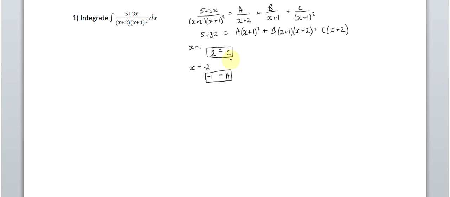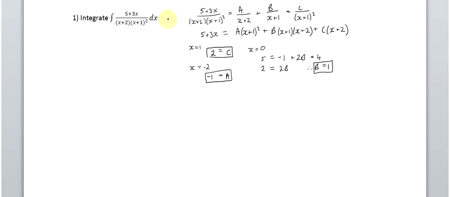And now we're going to use these two and a third value of x. I'm going to choose 0 just to make it nice and straightforward. So on this side we just have 5. And on this side here, when x is 0, A is just -1, because you have positive 1 here. When x is 0, we're going to have 2 times B, so positive 2B. And over here, well, C is 2, so it's going to be plus 4. And that rearranges to 2, and it's the same as 2B, which means that B equals 1. Which means I can now rewrite my integral.